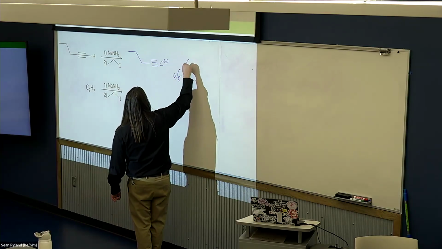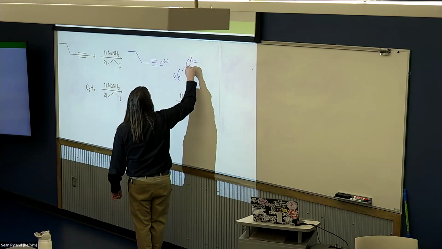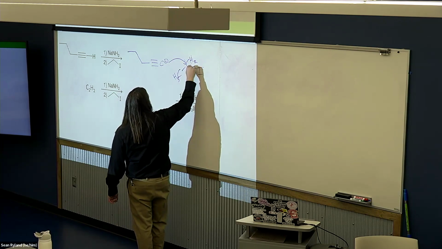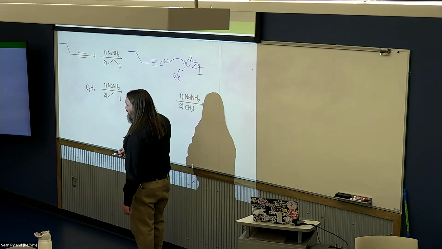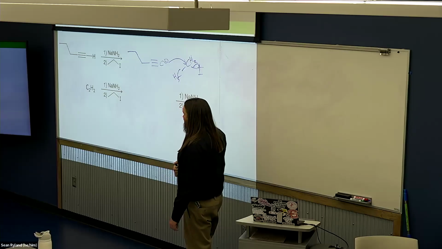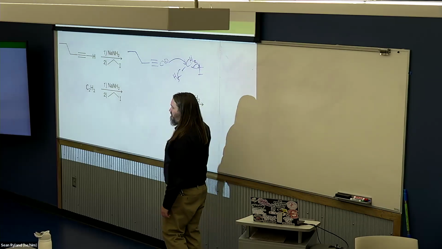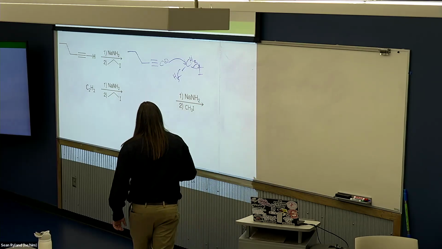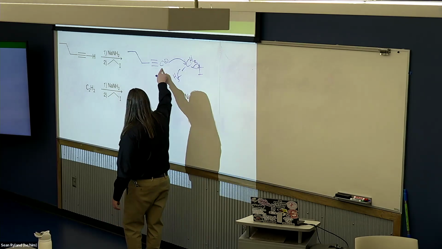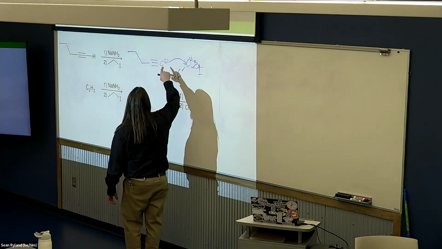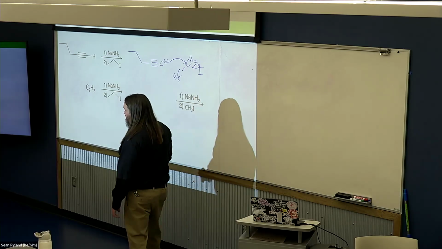I'm just going to write it out so we can see it a little bit better. SN2 never goes away. We have a strong nucleophile and a good leaving group, so we can do an SN2 reaction. It's just an SN2 reaction with a new type of nucleophile that we haven't seen before. That now adds a carbon on.